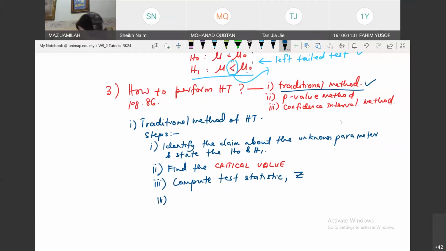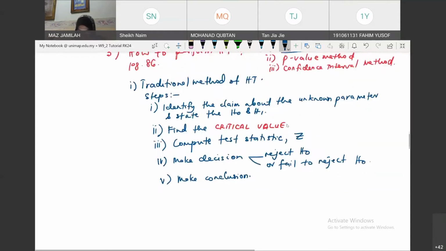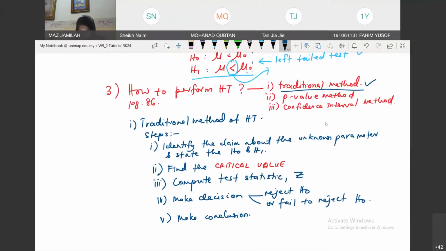And the fourth step will be make decision. What decision is either reject null or fail to reject null. So these will be the 2 decisions that you are going to make. Reject null or fail to reject null. Okay, and finally make conclusion. Now I'm going to discuss the critical value and everything when we solve the equations.